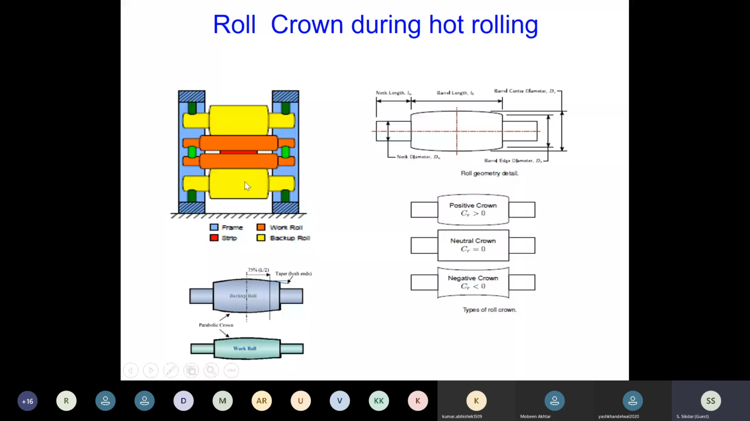and there are these yellow-colored backup rolls, and some bearings that are used, and with time, during one, what is called, schedule.